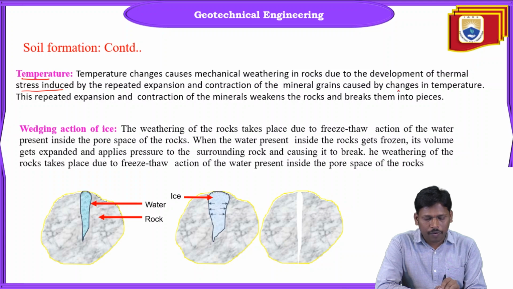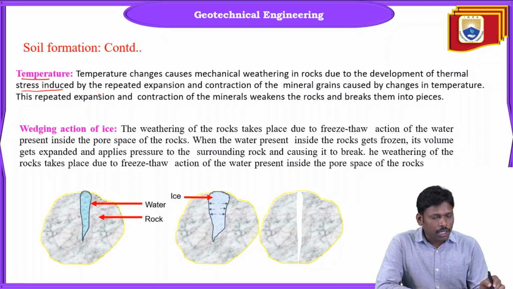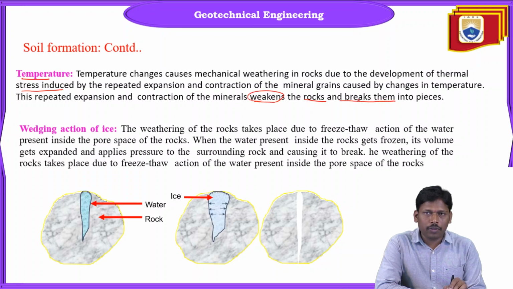So the reason is the thermal stress induced by the repeated expansion and contraction of the mineral grains. This repeated expansion and contraction weakens the rock properties and breaks the rock into pieces. It weakens the composition of the rock, and finally the rock will divide into various small fragments, and that we consider as soil.